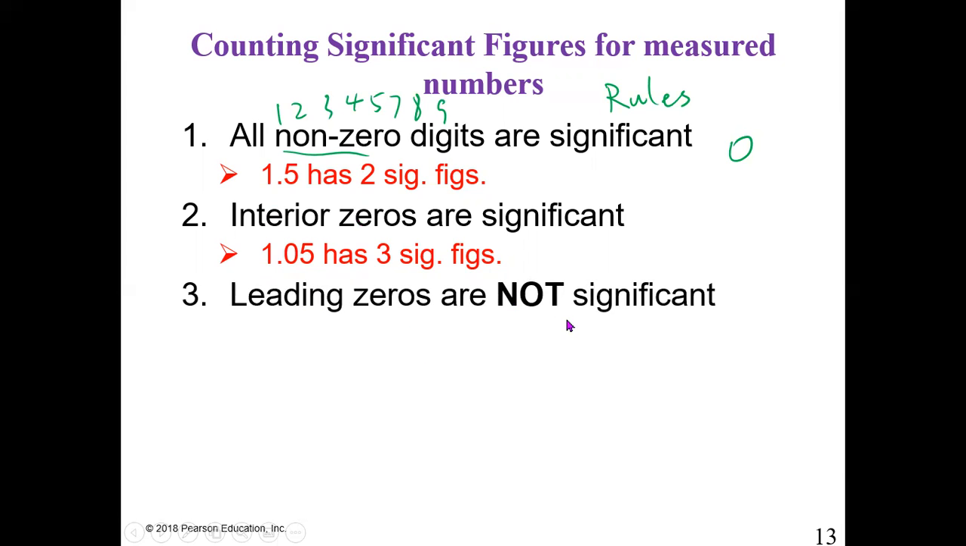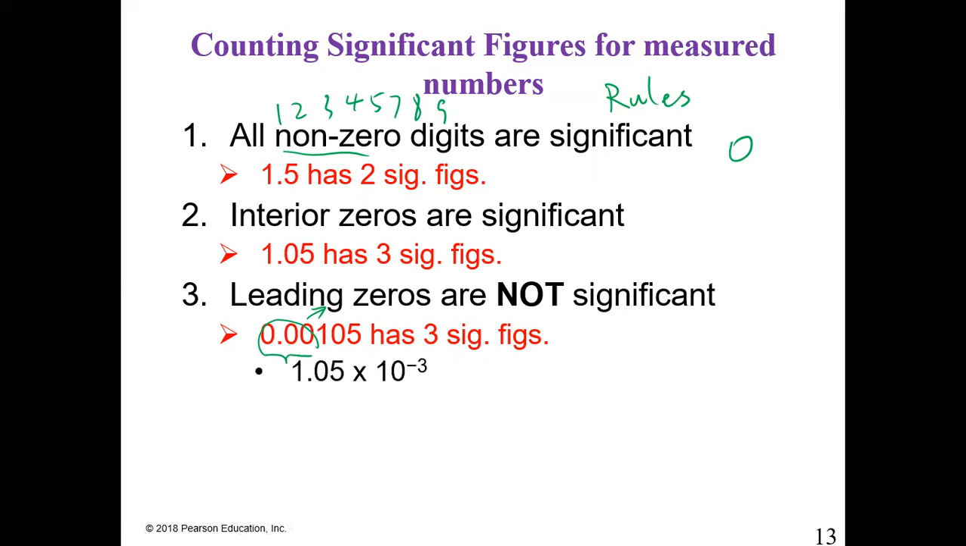Leading zeros are not significant. What is a leading zero? A leading zero is a zero before the first non-zero digit. So in this example, these first 3 zeros are leading zeros. You don't count them as significant. Therefore, this number still has 3 significant figures.